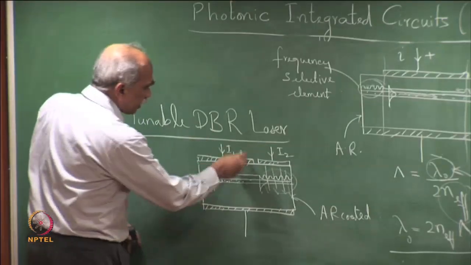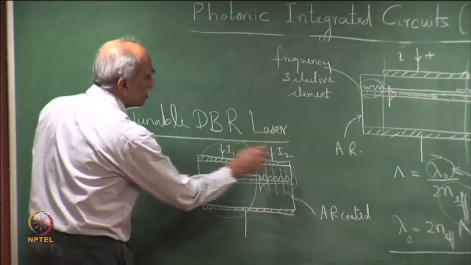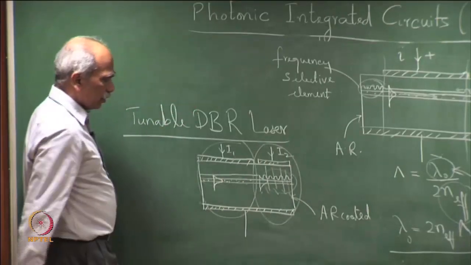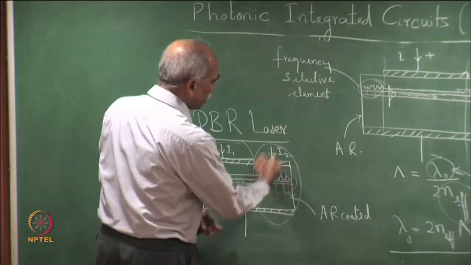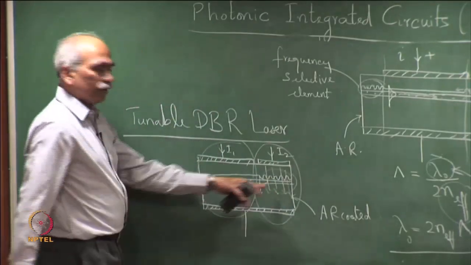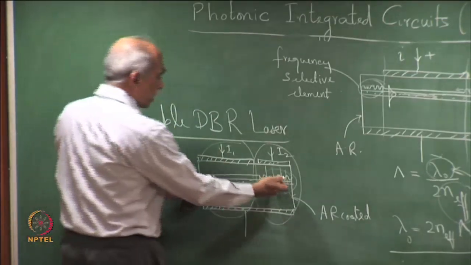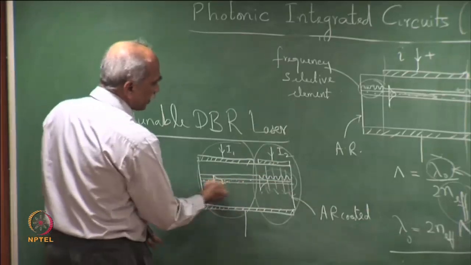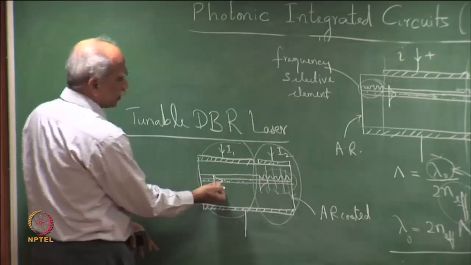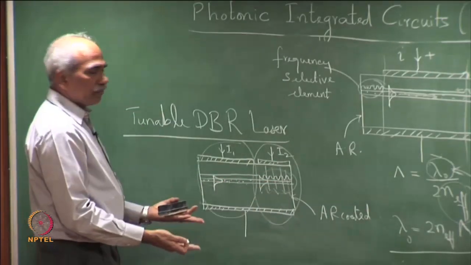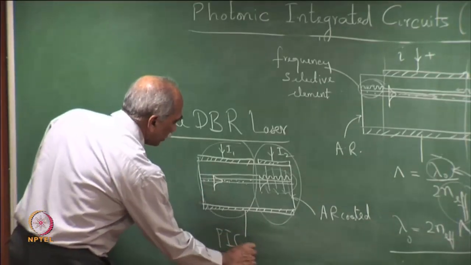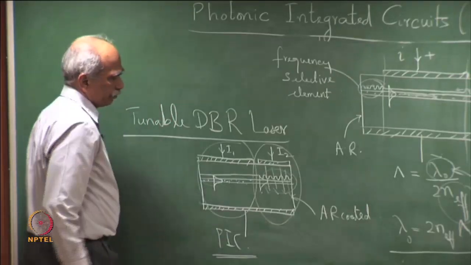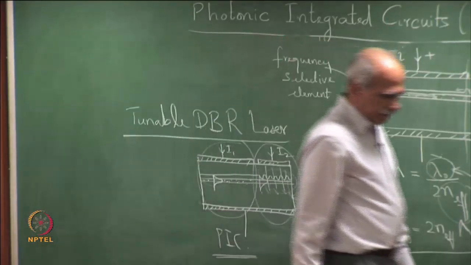Please see that this has two segments, two functional elements. One is the gain region and the second region is a frequency selective element. Both are active regions. The frequency selective element is here, and so this is, for example, the simplest PIC, a two element PIC, photonic integrated circuit.